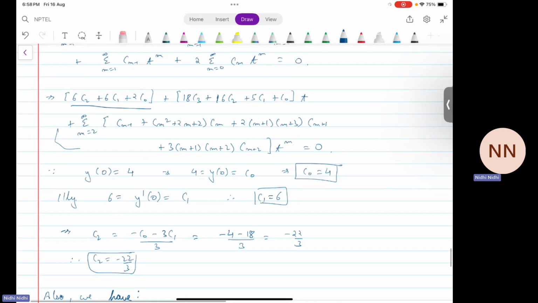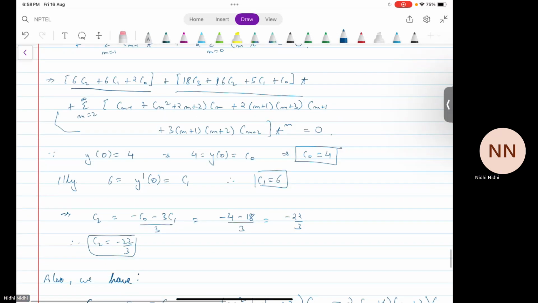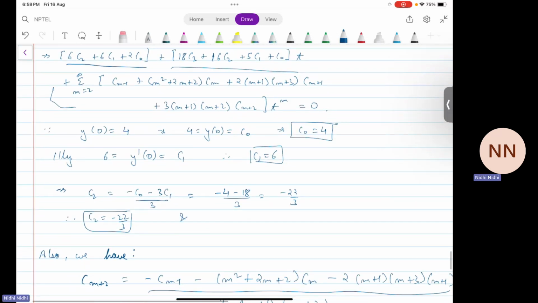Okay. We have this term also, no? From this, we have C3 is equal to minus C naught minus 5C1 minus 16C2 by 18, which will turn out to be 125 by 27. Just recheck my calculation. There might be some mistake.